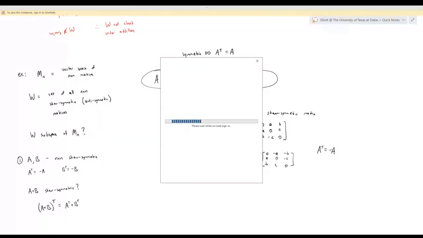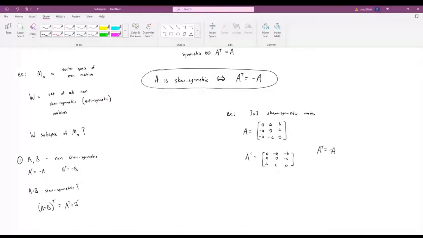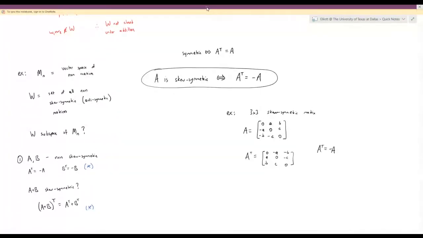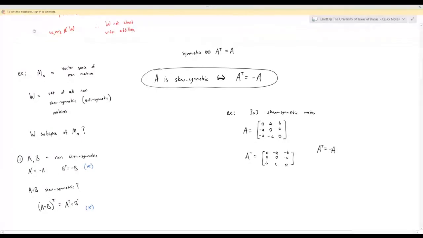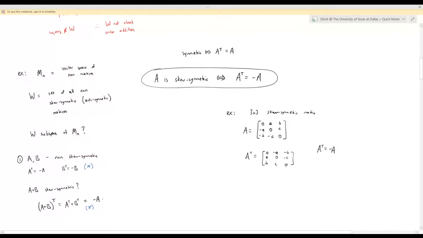And then here we have the assumption that A and B are skew symmetric. So therefore, we are assuming that A transpose is equal to negative A, and that B transpose is equal to negative B.